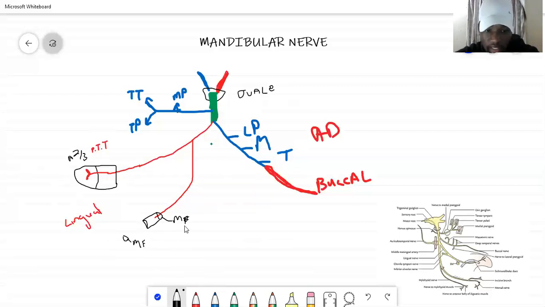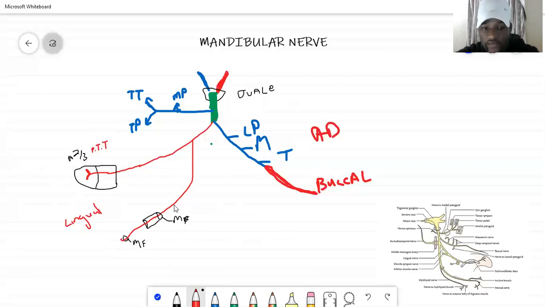This is the mental foramen, that is the mandibular foramen. Then it will go on its course. When it exits the mental foramen, it will be called the mental nerve. Only when it exits the mental foramen is it called the mental nerve. So what will the mental nerve do? It will supply the skin of the lower lip and the chin.